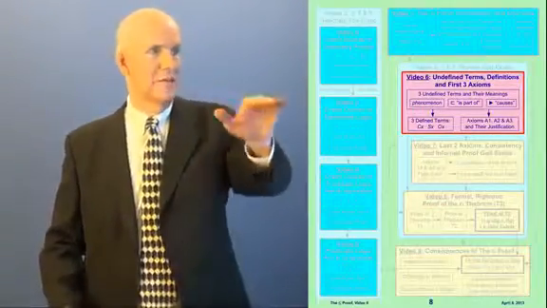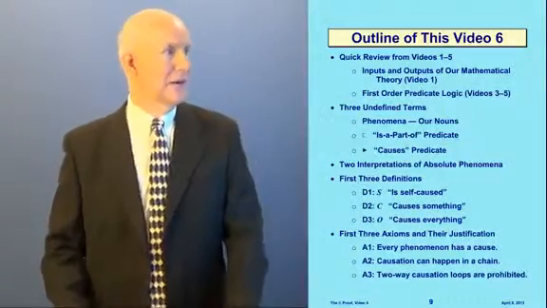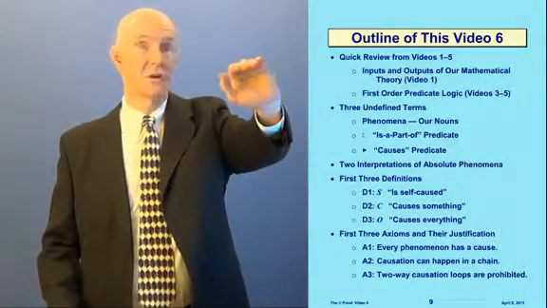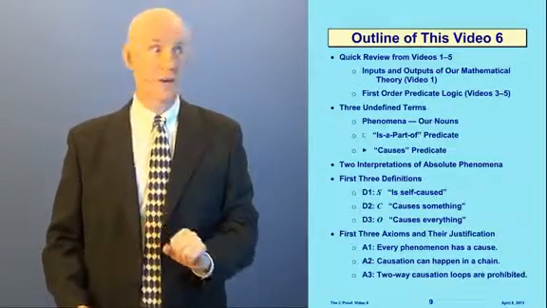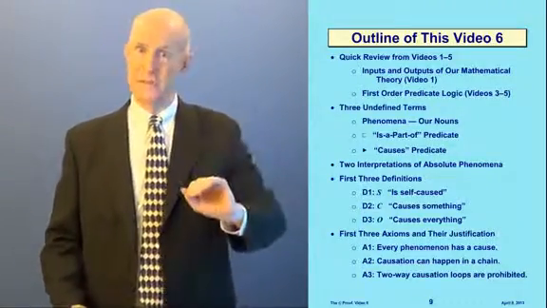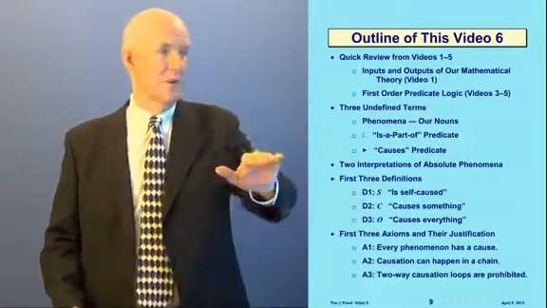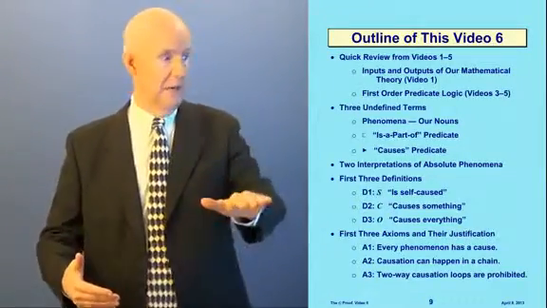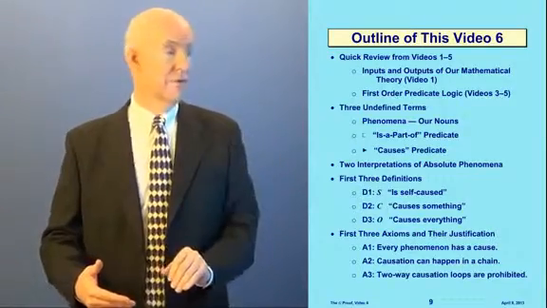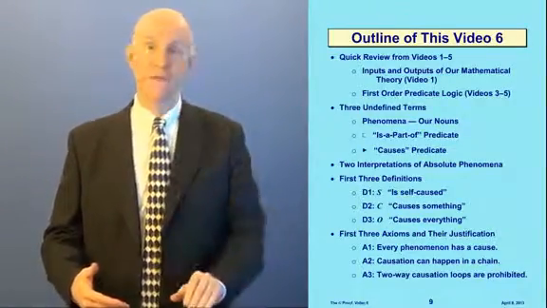Okay, so here we are in video 6, and here's an outline. I'll just go over the main bullets. We're going to do a quick review of videos 1 through 5. We're going to talk about the 3 undefined terms. We're going to talk about 2 interpretations of what we call absolute phenomena. We're going to cover our first 3 definitions, and then our first 3 axioms and their justification.